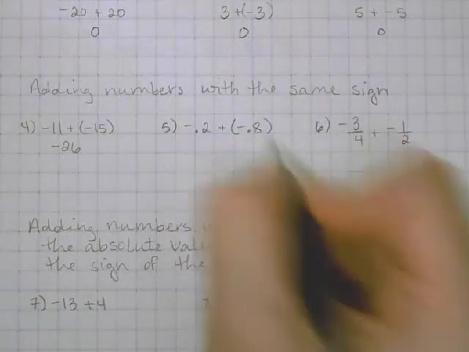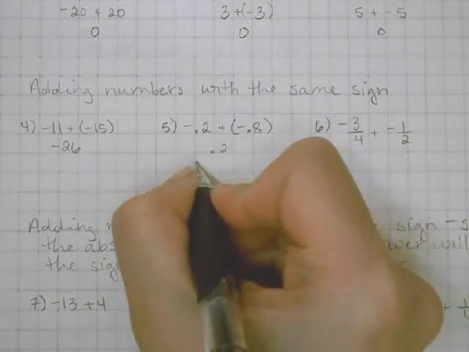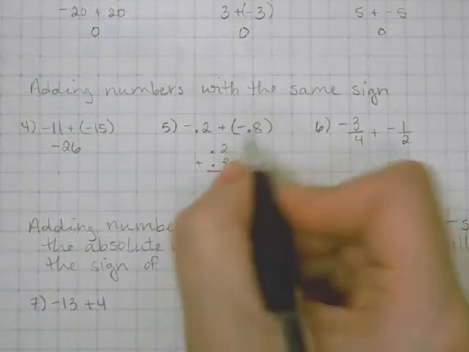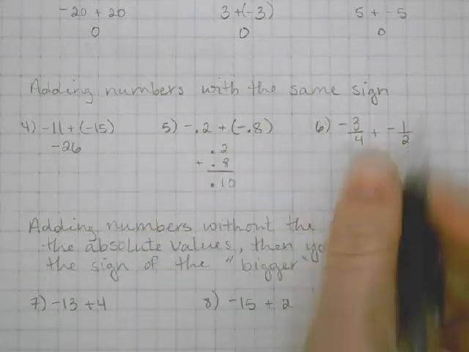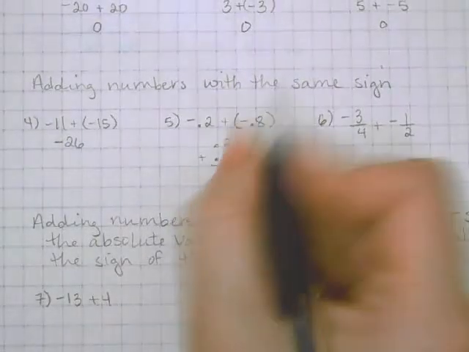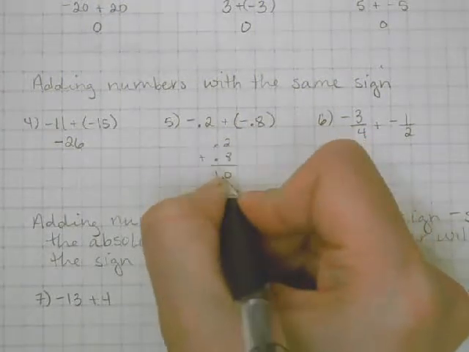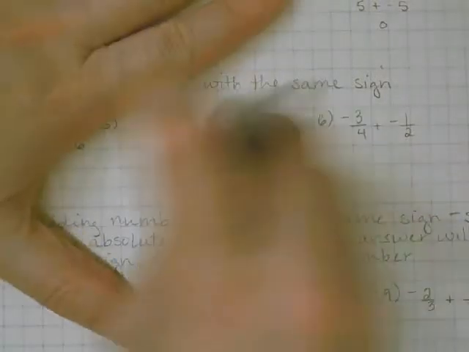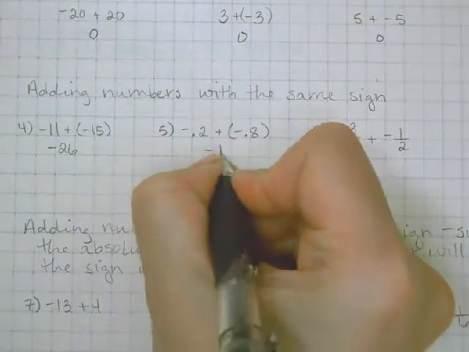-0.2 plus -0.8. 0.2 plus 0.8, just giving you a very brief vertical reminder of how to add these. 2 plus 8 is 10. Bring down the decimal. So 2 plus 8 is 10. So I take my 0, carry the 1, bring the decimal down, so that gives me 1 whole, so just 1. Because both of those are negative, this is going to be a -1.